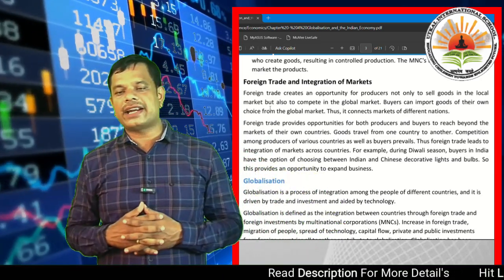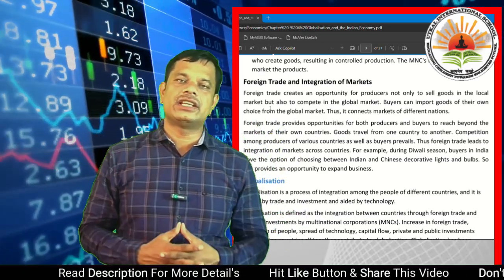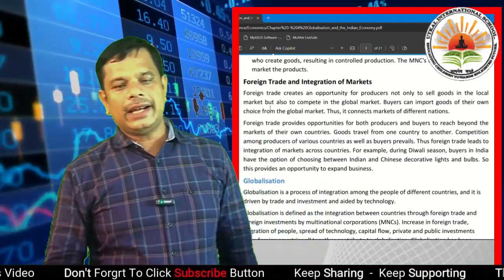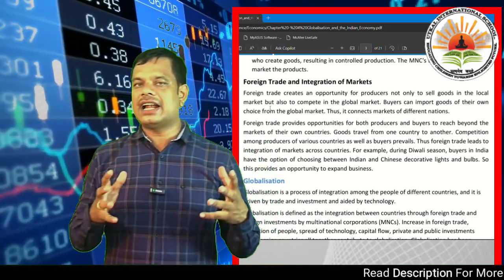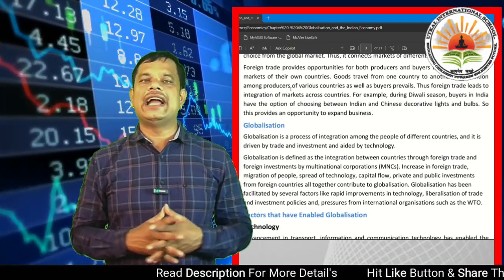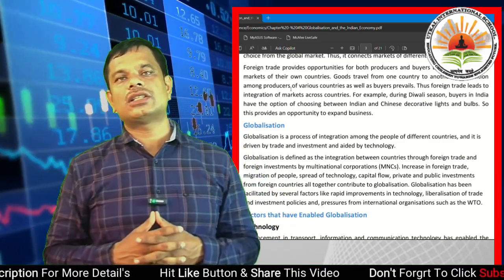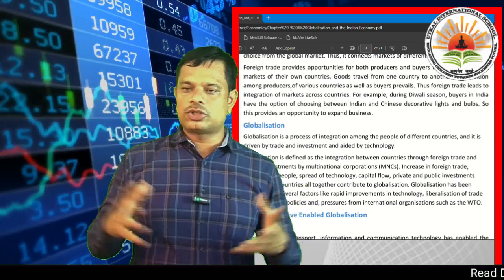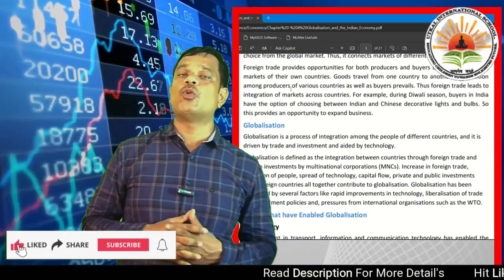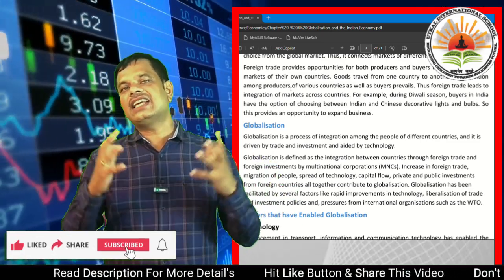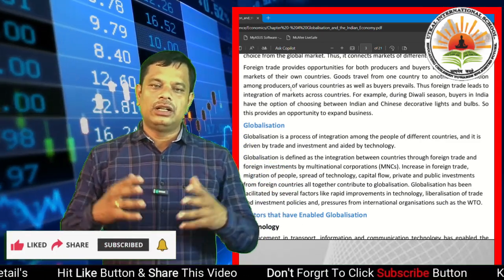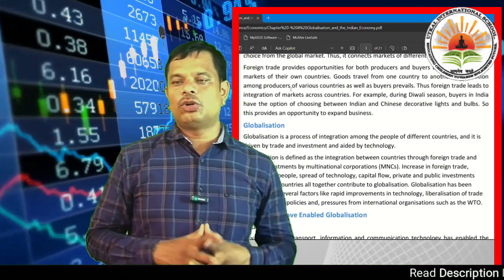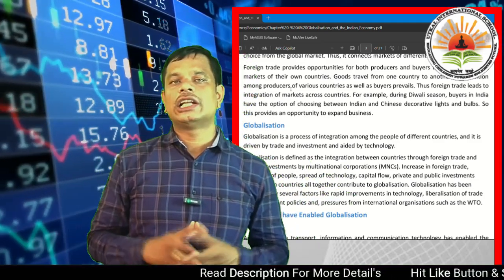Thus it connects markets of different nations. Different countries are involved in this business, and the buyer is open to purchase globally. Foreign trade also provides opportunities for both parties, producers and buyers, to reach beyond the market of their own country. Within one's own country there is a limitation. There is a limitation of everything, but globalization or foreign trade provides opportunity for both producers and buyers to reach beyond the markets of their own countries.